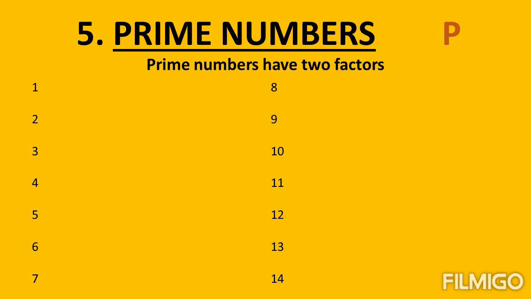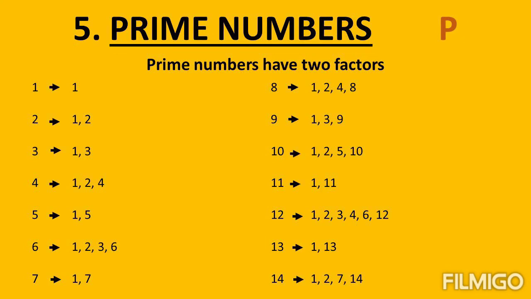Now, let's take an example here. I've taken the numbers 1, 2, 3, 4, 5, 6 and up to 14 here. Let's find out the factors of each of them. So here we are. The factors of 1, for example, is 1. The factors of 2 is 1 and 2. Similarly, 3 will be 1 and 3. 4 is 1, 2, 4 and so on. I've done all of them here.